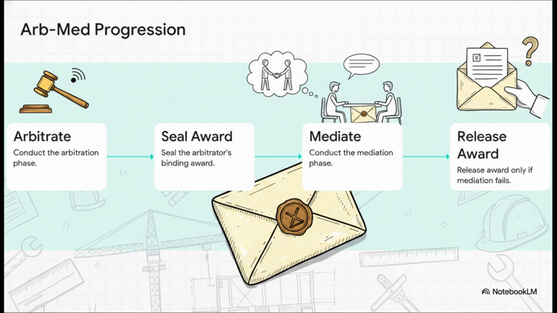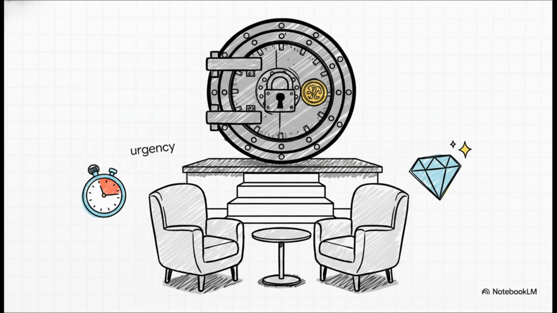Let's look at the Arb-Med progression, because it's genuinely fascinating. You actually conduct the full arbitration phase first. The arbitrator writes out their binding award, but they seal it in an envelope. Then you mediate. The looming presence of that sealed envelope sitting right there on the table is a massive motivator. Parties are highly incentivized to settle during mediation, knowing the risk of totally losing is sealed right in front of them. These hybrid models are the robust, two-tiered heavy hitters required when the team needs both negotiation space and a guaranteed path to closure. They are purpose-built for those high-value, urgent disputes where leaving things unresolved is simply not an option for the business.